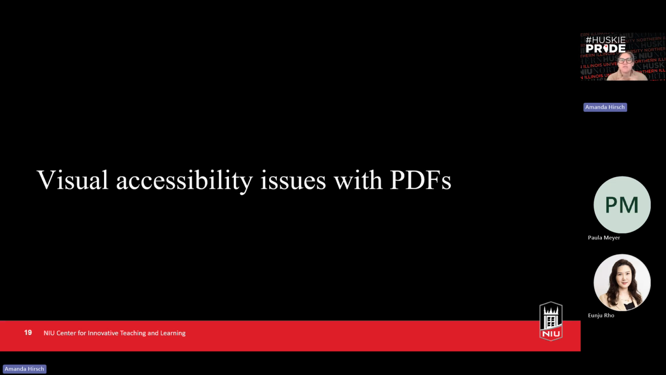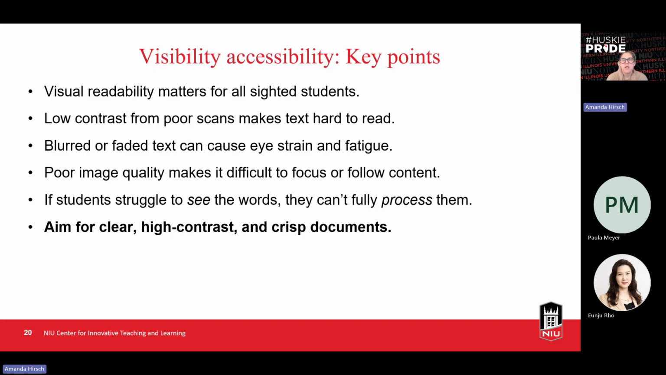So it's not just about screen reader accessibility that's important with PDF documents. Visual readability is also important for our sighted students. So we'll talk a little bit about that too. When we're talking about accessibility, it's easy to focus primarily on screen readers or assistive technology, which is very important because we want things to be accessible for our students with disabilities.